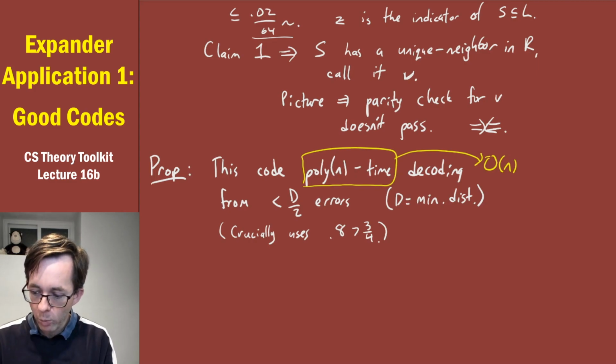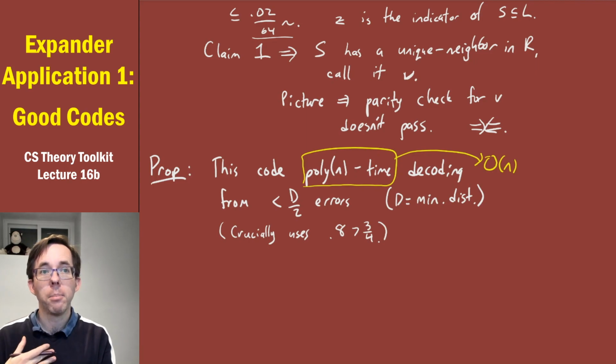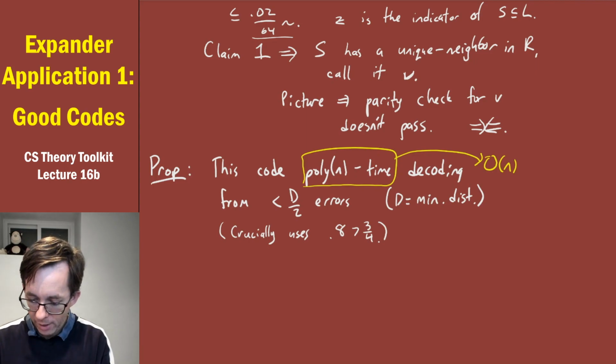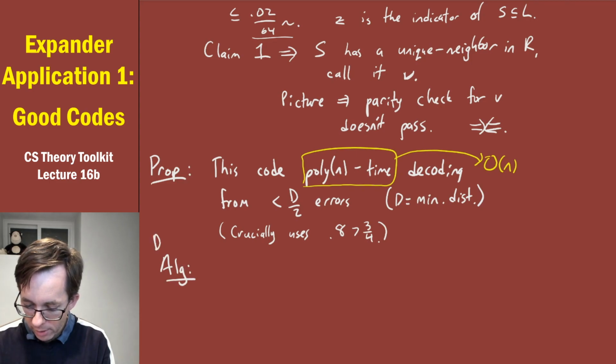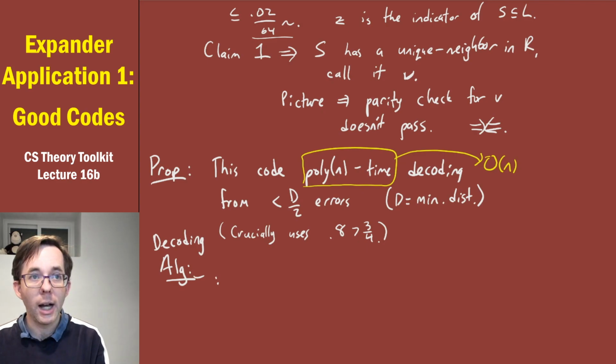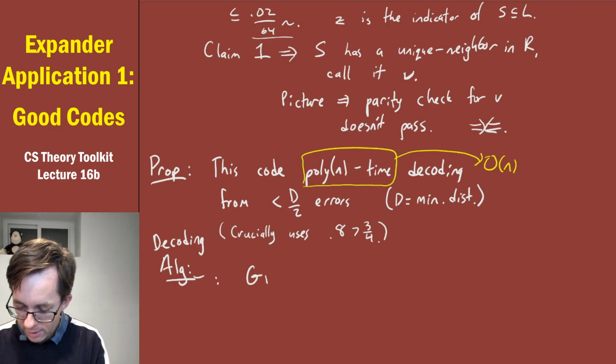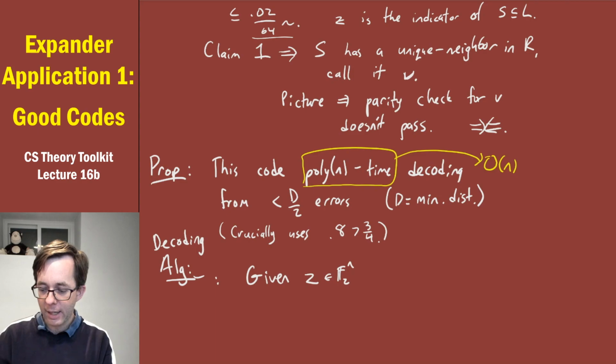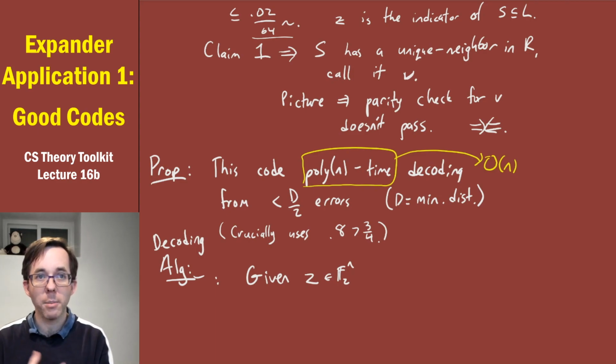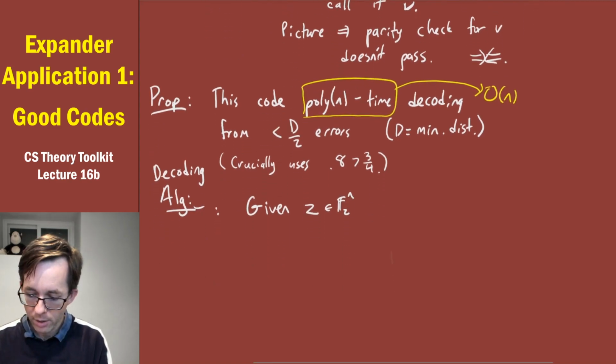And let me tell you one more wonderful thing. I'll just tell you, not the super fast algorithm, but a polynomial time decoding algorithm. It's so easy, I will write it for you here in 2 lines. Here's a decoding algorithm that's polynomial time. Here it is. You're given z, the received word, and let's assume it differs from a code word in at most D over 2 places, and we want to find that code word. So here's the algorithm.